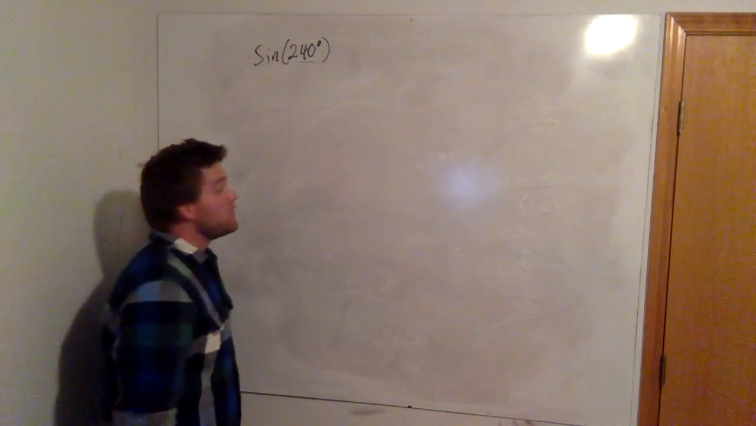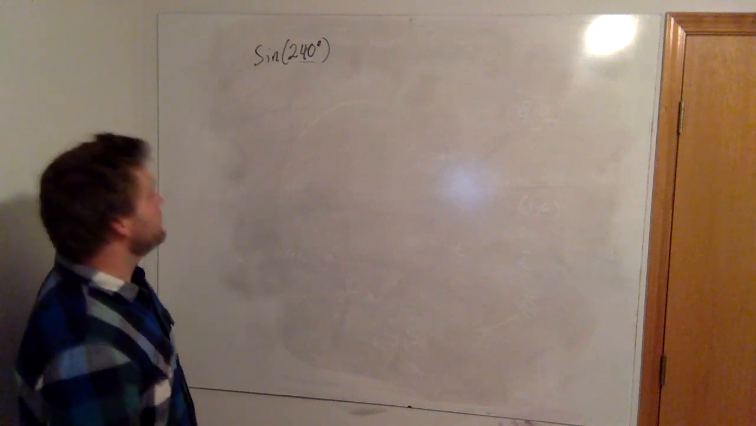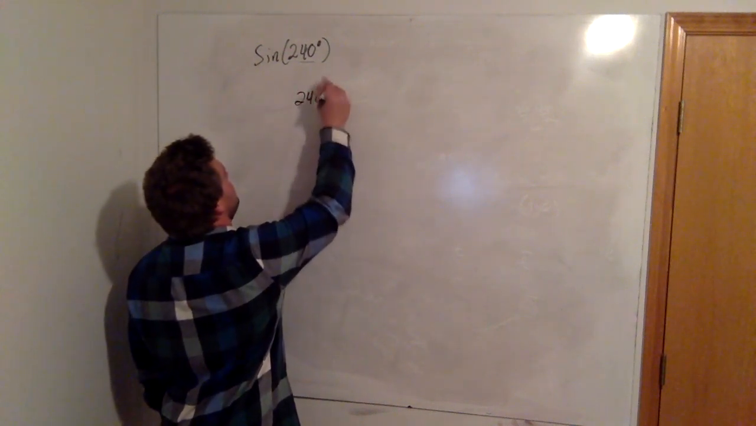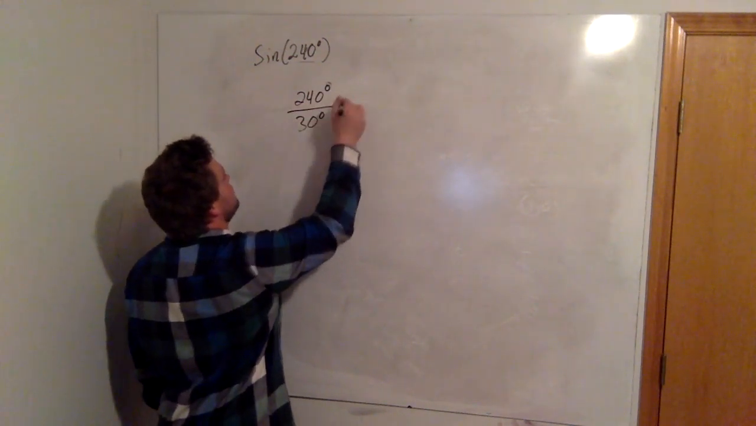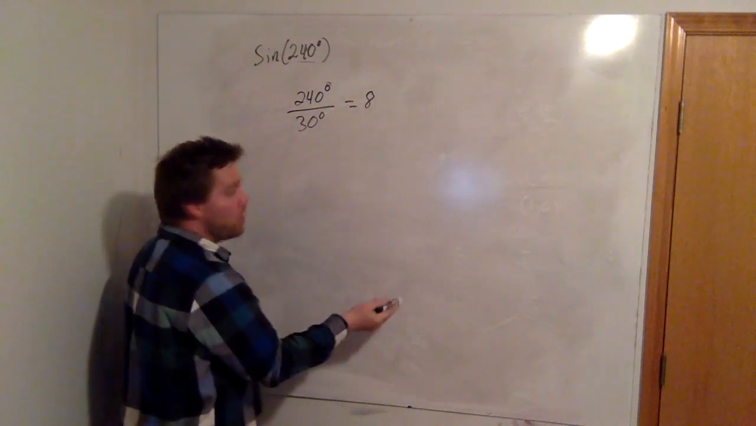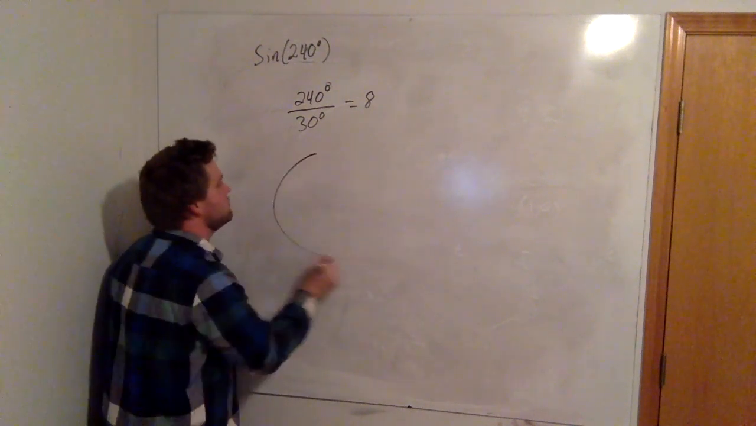Okay, so let's first think about where we're at. Are we moving in increments of 30 degrees, or are we moving in increments of 45 degrees? I hope you believe that we're moving in increments of 30 degrees. So let's take 240 degrees and divide it by 30 degrees. Let's see, 30 goes into 240, I believe, 8 times. So we're going to walk 8 increments of 30 degrees around the unit circle. So let's go ahead and draw it.